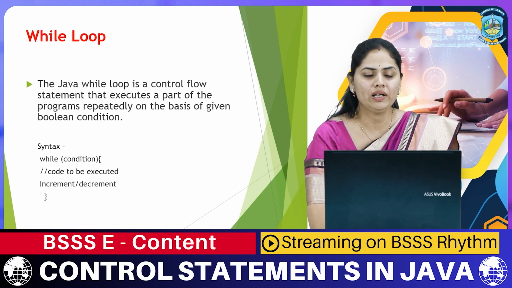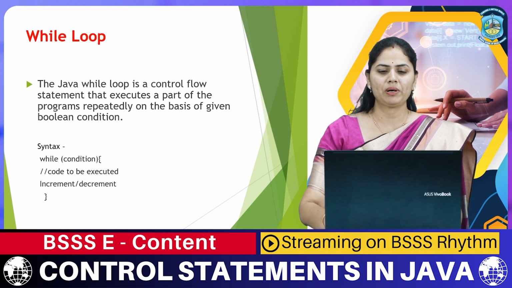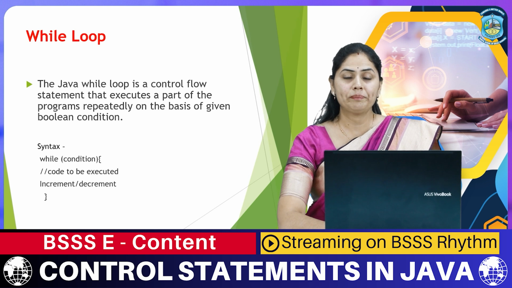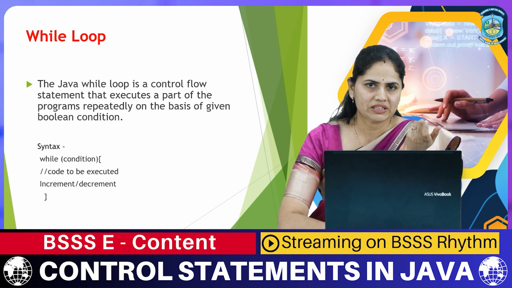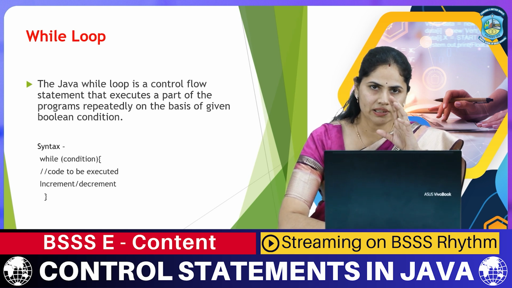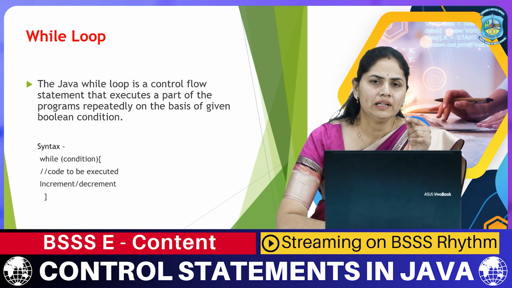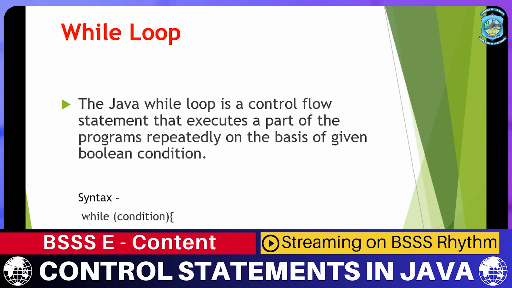Next we have while loop. While loop is also a control flow statement that executes a part of the program repeatedly on the basis of a given Boolean condition. Here also we have to specify the condition. If the condition is true, then the code will execute, otherwise it will not. And here the syntax is a little bit changed. In while loop, first we write the while keyword, then the condition, then within that we write the code which we need to execute, and at last we have to increment or decrement the variable.